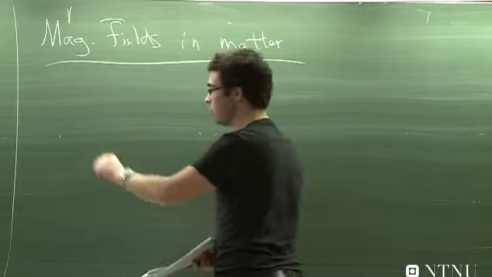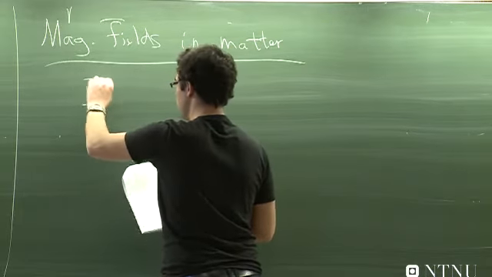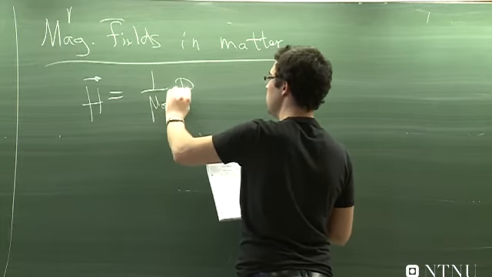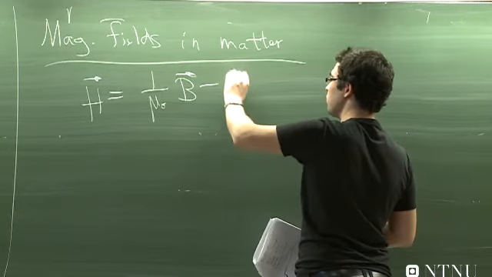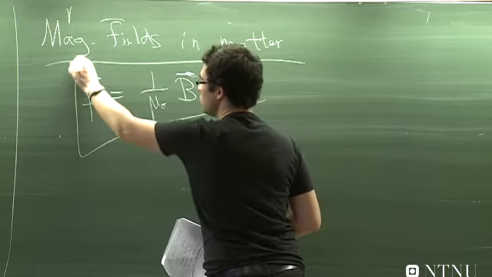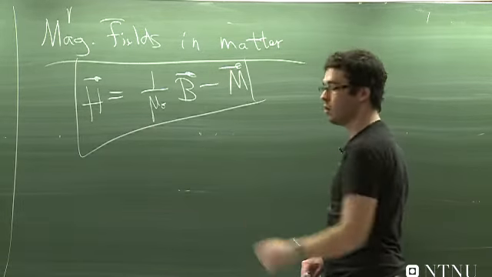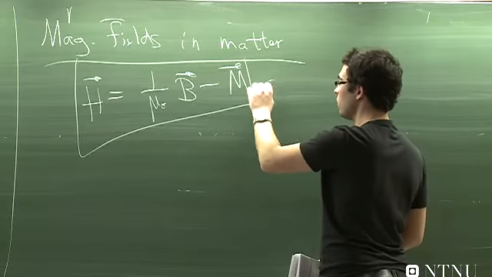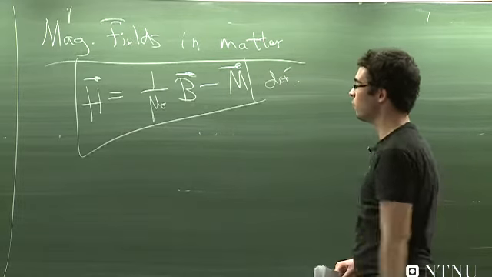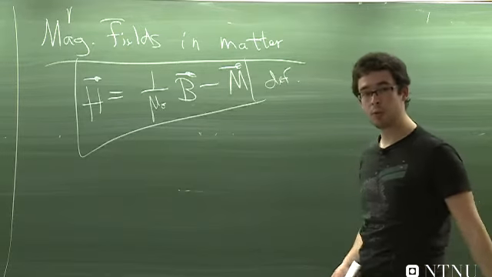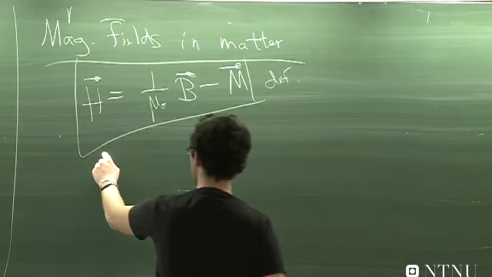We recall that we introduced the H. Again, the definition is 1 over mu naught B minus M. So this is the definition of H related to B. Okay, but now for magnetic fields, we typically had 3 different behaviors.